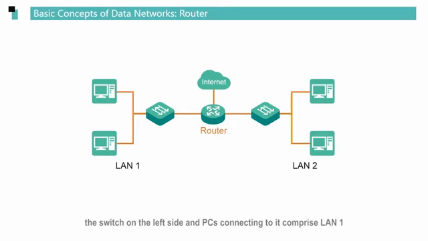For example, the switch on the left side and PCs connecting to it comprise LAN 1, and the switch on the right side and PCs connecting to it comprise LAN 2. PCs connecting to the same switch communicate at Layer 2 as long as they are configured with correct IP addresses. However, devices on different LANs belong to different logical subnets, and therefore cannot communicate with each other. To enable inter-LAN communication, you need a Layer 3 device, a router. The icons used in this figure are the standard ones used by Huawei.